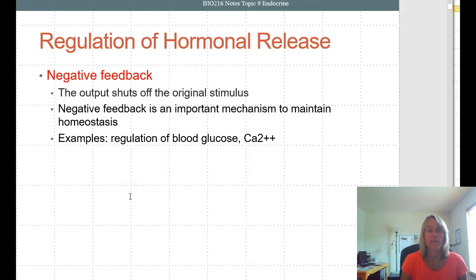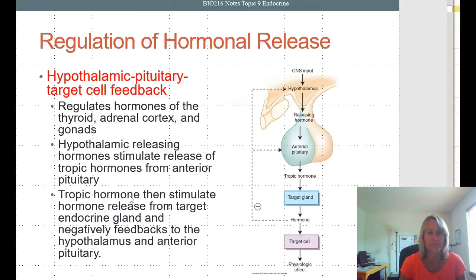Negative feedback is a main mechanism that many hormones are regulated by. And this helps in a lot of homeostatic regulation of things such as blood glucose and blood calcium levels. And here the output shuts off the original stimulus. So in other words, if the original stimulus was low blood glucose, that would cause the release of a hormone that would act to raise blood glucose, which would thereby shut off the original stimulus.